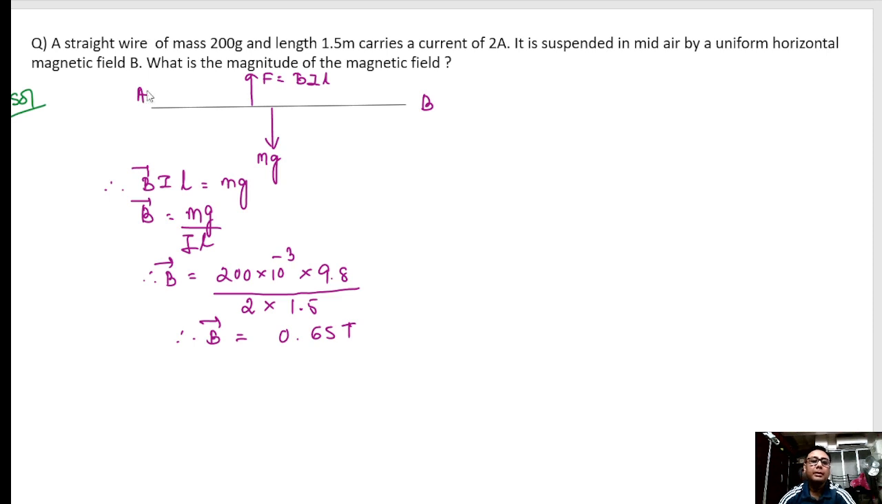Next, friends, there is a straight wire. This is the wire whose weight is hanging down. Now the question is, the length of the wire is given. It is carrying a current of 2 amperes, suspended in the air. What is the magnitude of the magnetic field I should apply so that it will remain suspended? So to balance the weight, I know the magnetic force should act up, and the magnetic force due to a current is BIL. So BIL should be equal to mg. From there I will calculate the value of B.